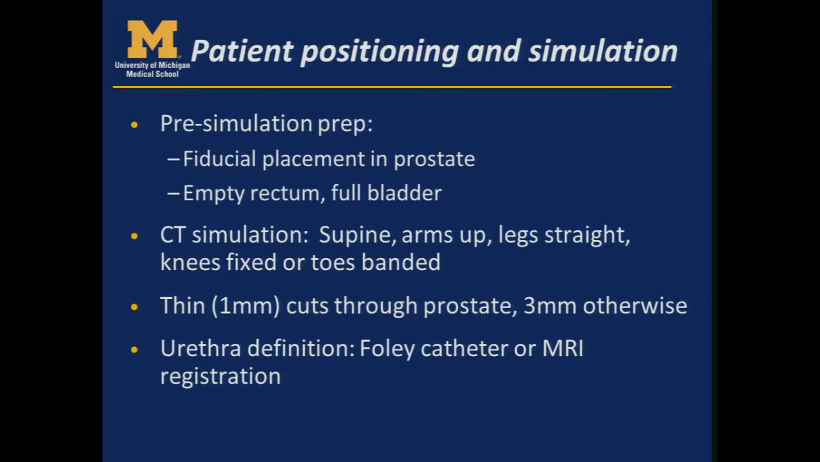For CT simulation, we typically simulate patients supine, although if we're going to do RF tracking and their body habitus is a little bit large, sometimes we have to flip them prone in order to read them on the tracker. Arms up, legs straight, or knees fixed, toes banded. We have thin cuts through the prostate, so we can delineate that better, and otherwise 3 millimeters in every other axial slice. And it's really important for prostate SBRT to define the urethra.